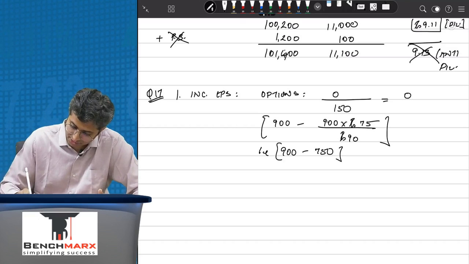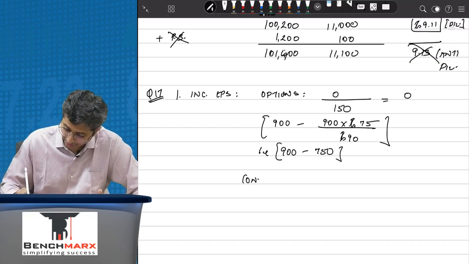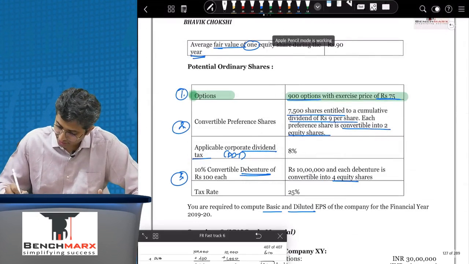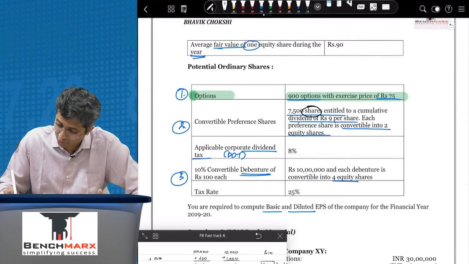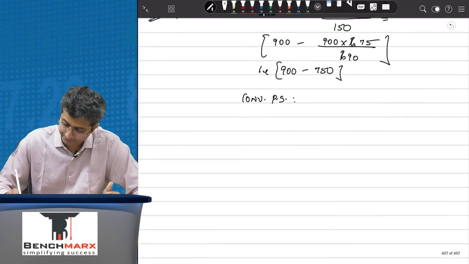This is for options. Then you have convertible preference shares. How many convertible preference shares are there? Well, these are 7,500 shares entitled to a cumulative dividend of 9 per share, which means 7,500 into 9.